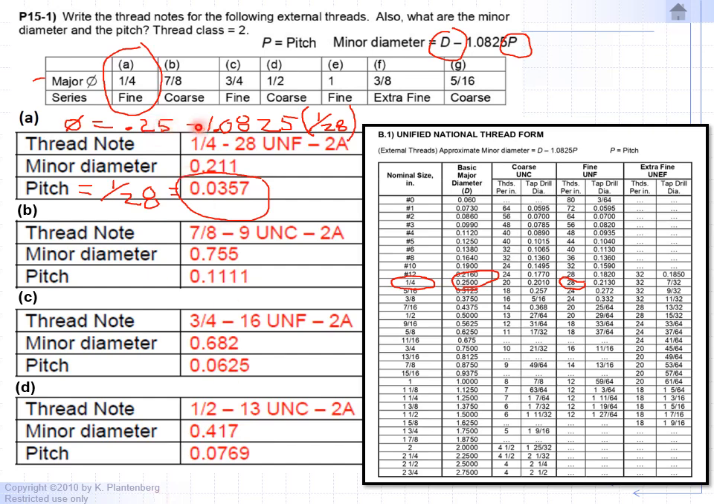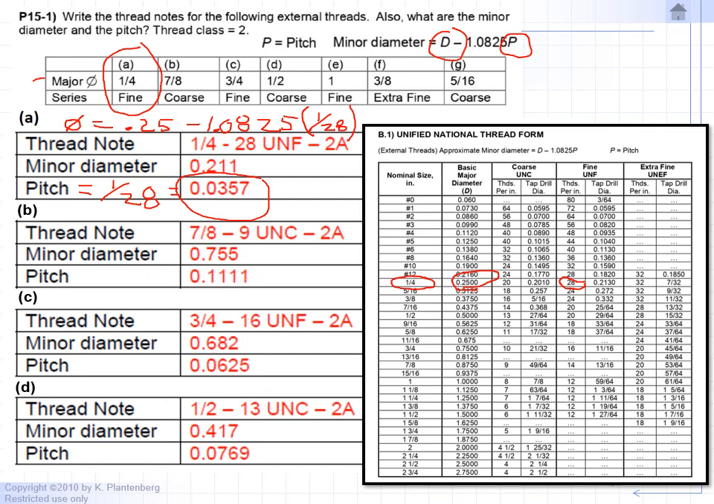Don't forget order of operations. You're going to take 1.0825, multiply it times 1/28, or multiply it times 0.0357, and whatever number you get there, you're going to subtract it from 0.25, and we end up with 0.211.